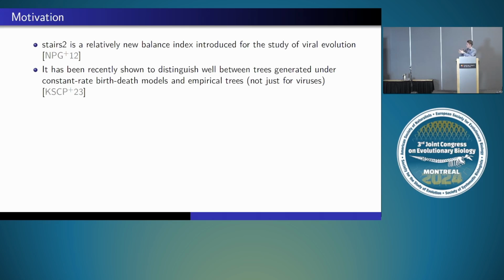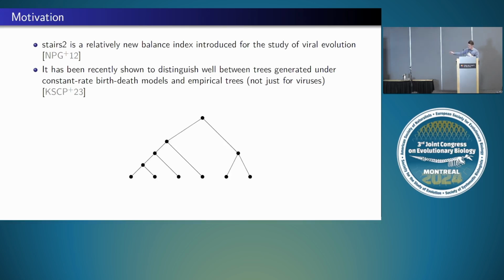And then just another little bit of motivation, particularly for stairs 2, and this is a little backwards because we found out about it after we did most of the work, is that stairs 2 is particularly good at distinguishing between trees from constant rate birth death models, so the Yule model, if you're familiar with that, that's the basic one, and empirical trees. So what that really means is that we should think that stairs 2 is probably telling us something particularly good about how the models are wrong.